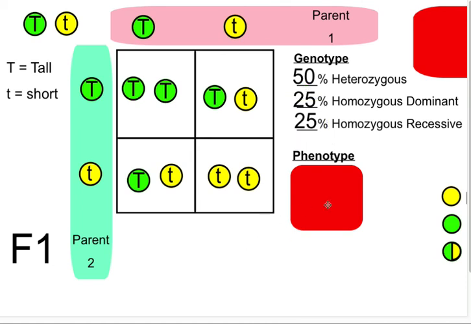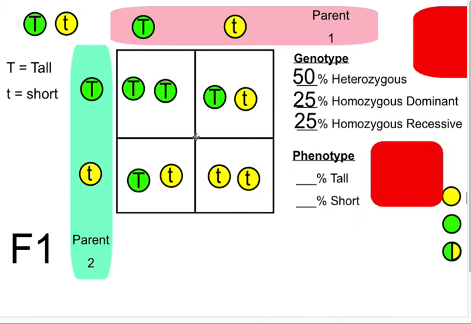Well, what does that mean they look like? What is the phenotype? This one is going to be tall. This one is going to be tall. This one's going to be tall, but hello, we finally got a shorty. So 3 out of 4, or 75%, are going to be tall, while 25% are going to be short. It's kind of fun to do this.